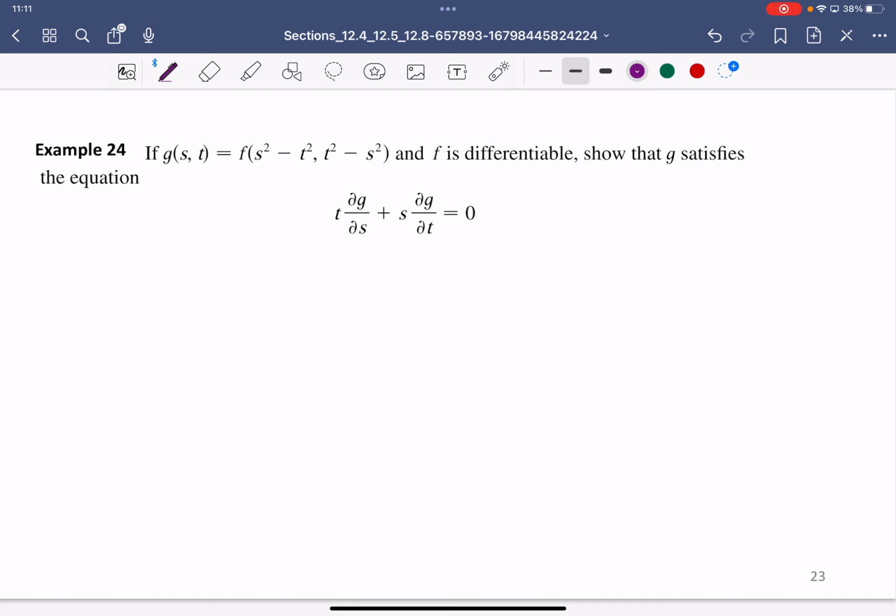So this means that g is a function of s squared minus t squared and a function of t squared minus s squared. This is actually super terrible if you do the chain rule like this, because you have s squared and t squared here. So the technique is that when you see a question like this, we're going to change variables first. This is a little bit complicated here.